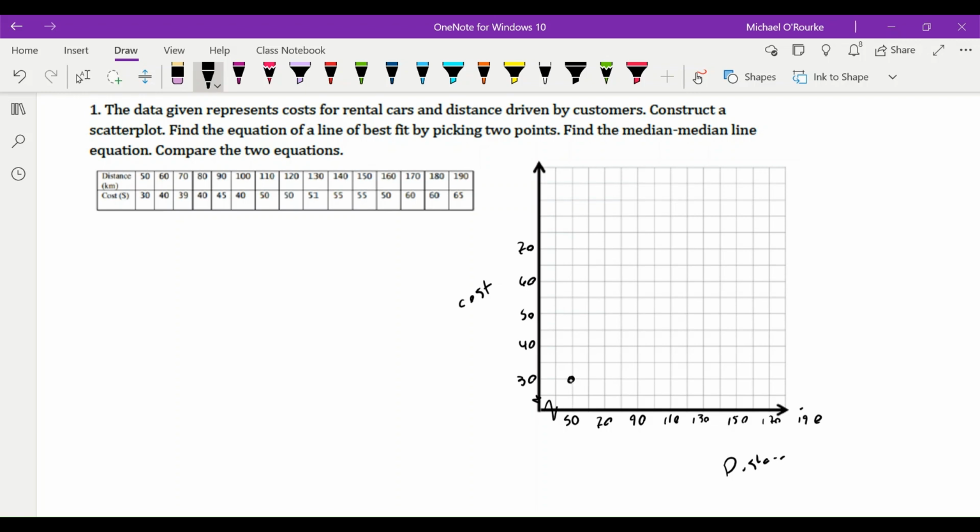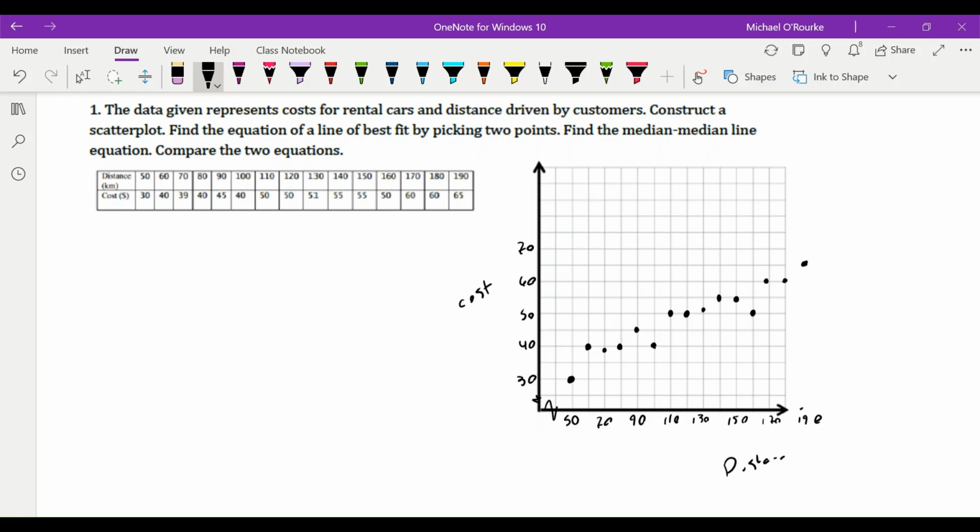So I'm going to go 50, 30, boom, 60, 40, 70, 39, 80, 40, 90, 45, 100 and 40, 110 and 50, 120 and 50, 130 and 51, 140 and 55, 150 and 55, 160 and 50, 170 and 60, 180, 60, and then 65. So there's our scatter plot.